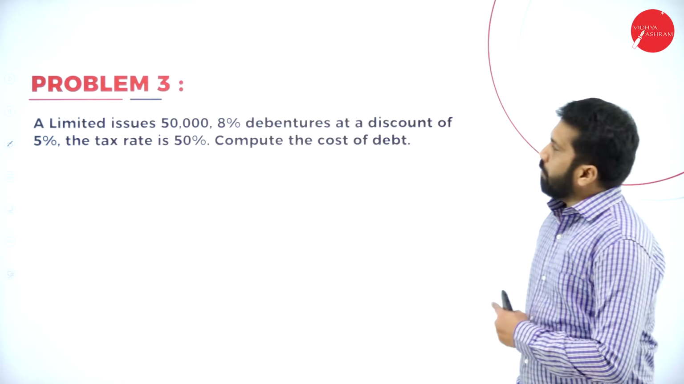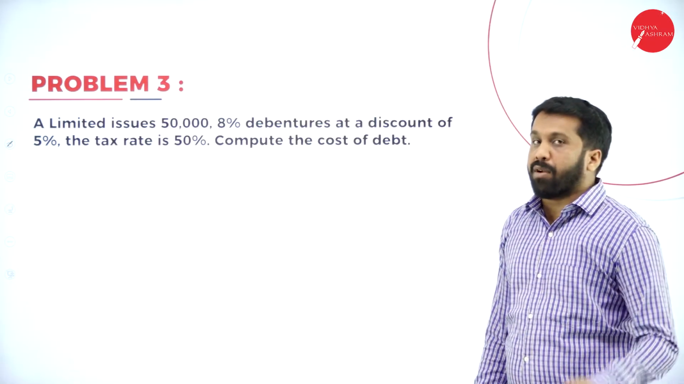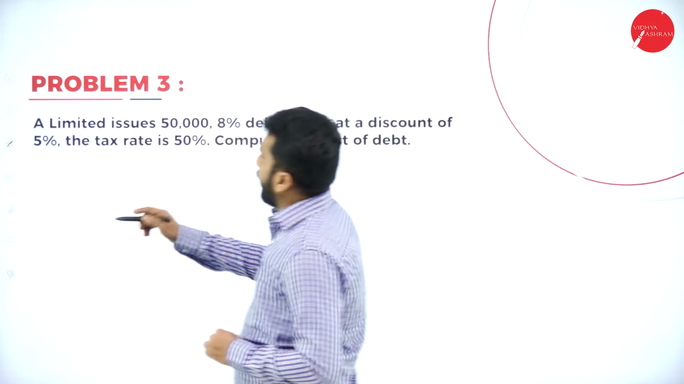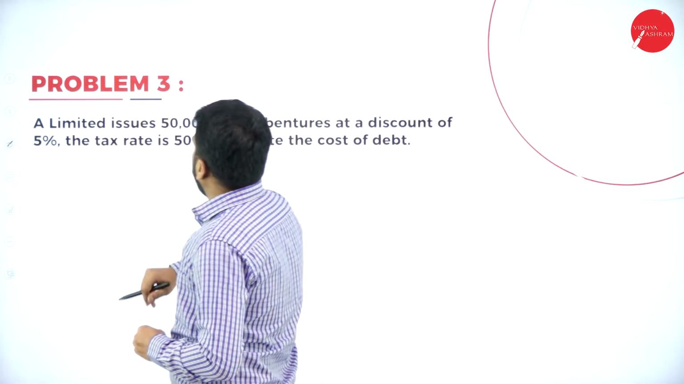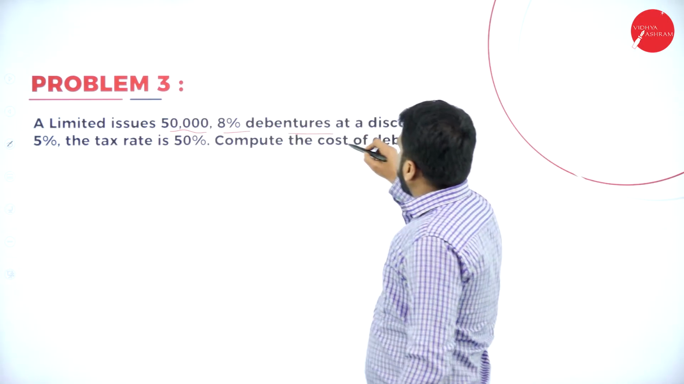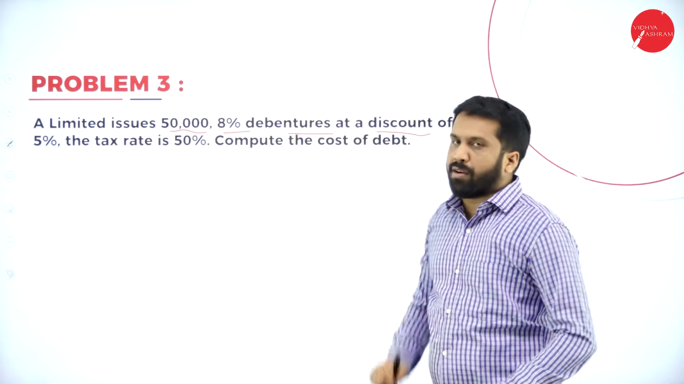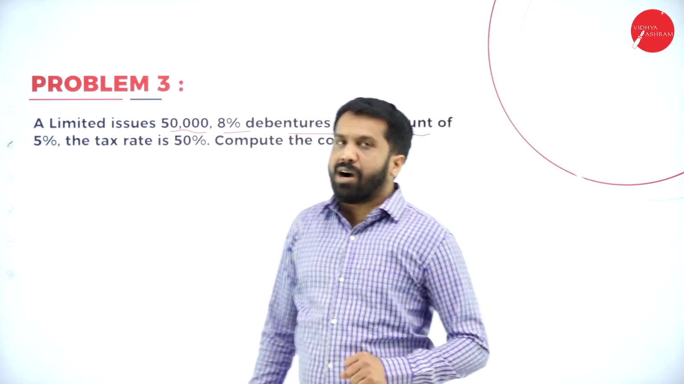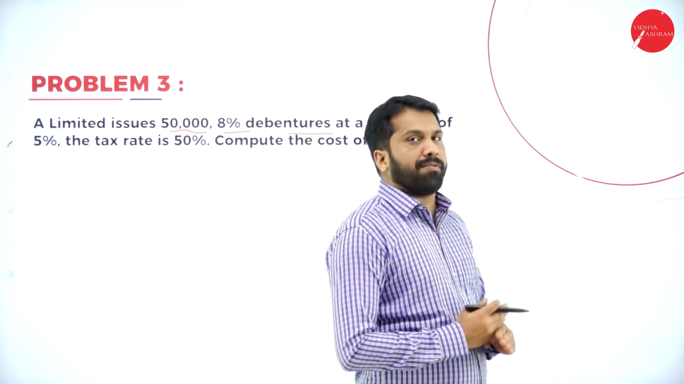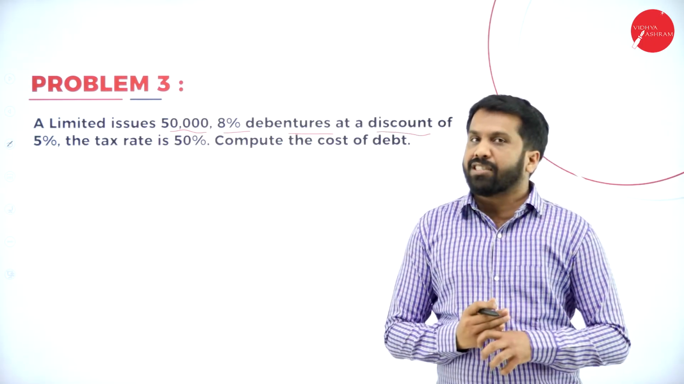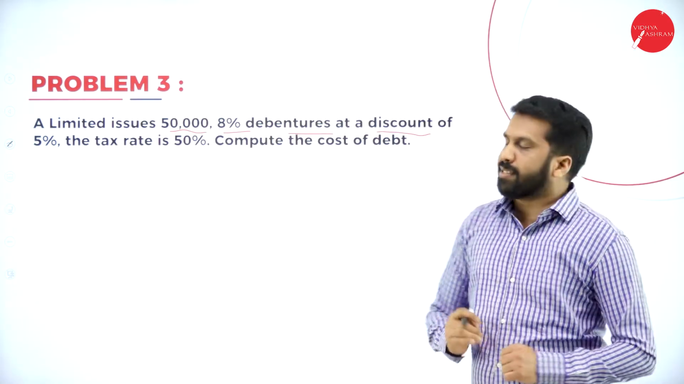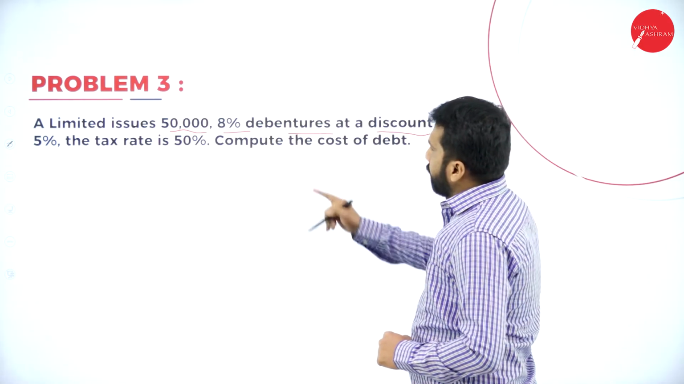Now, we'll go for the last problem for the day, problem number 3. Now, in this problem number 3, they have given: A Limited issued 50,000 8% debentures at a discount. This problem talks about what? Discount. The previous was premium. Before that we did par. Par means actual. Premium is more. Discount means less.